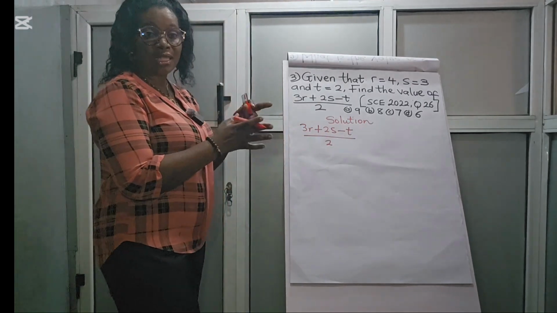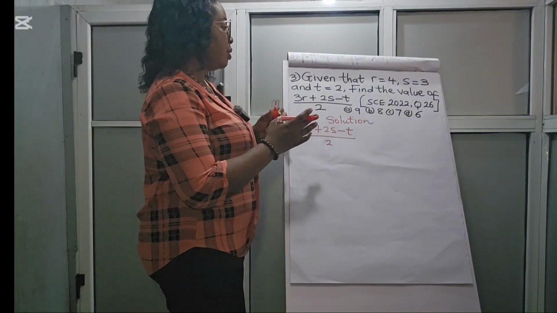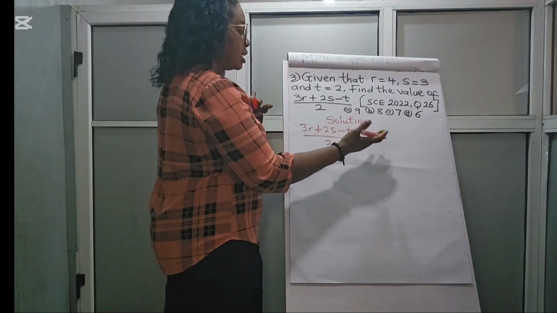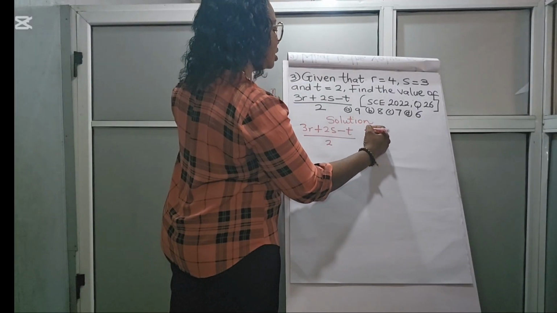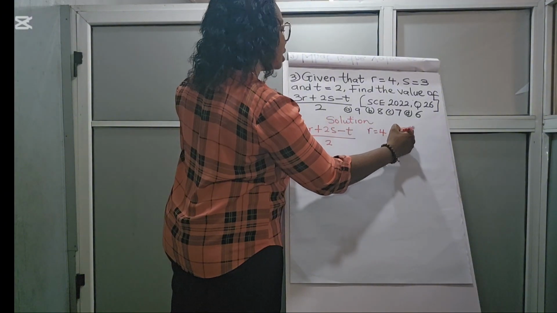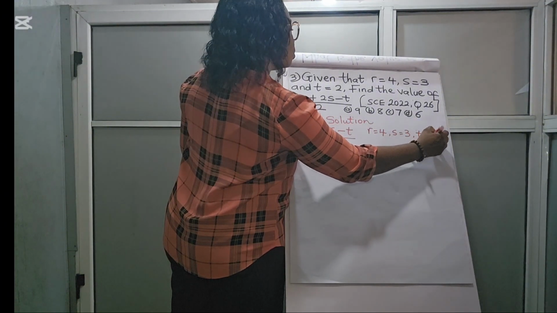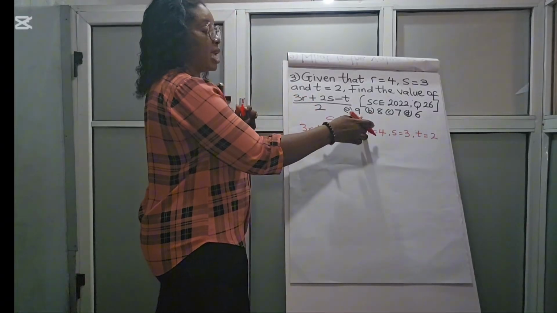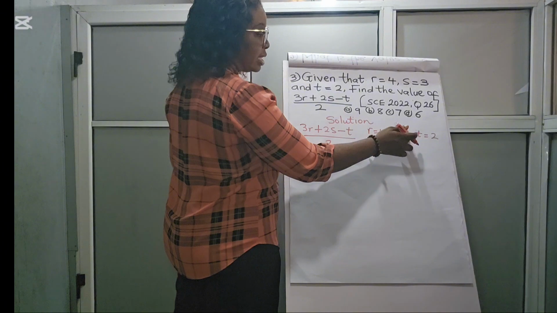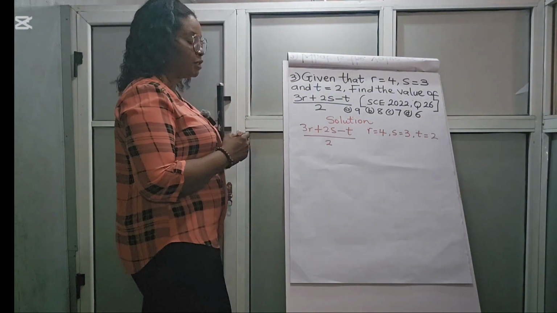This is a typical example of a substitution question in algebra. Why? Because we are going to be substituting numbers for the letters. The question says, given that R is equal to 4, S is equal to 3, and T is equal to 2. So wherever we see R, we put in 4. Wherever we see S, we put 3 in place. And wherever we see T in the question, we put 2 in place of T.